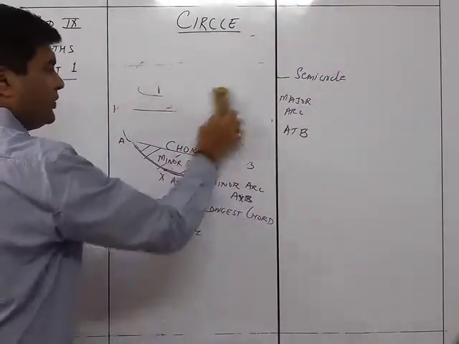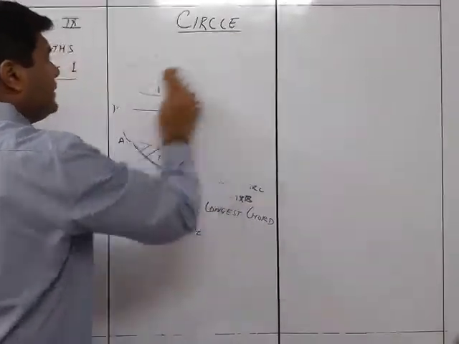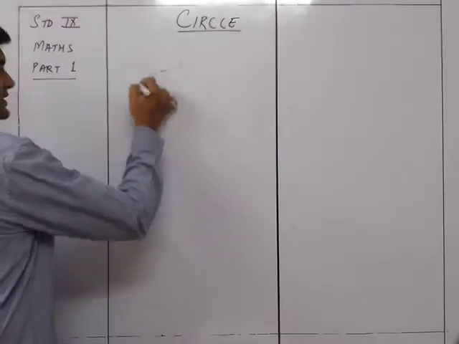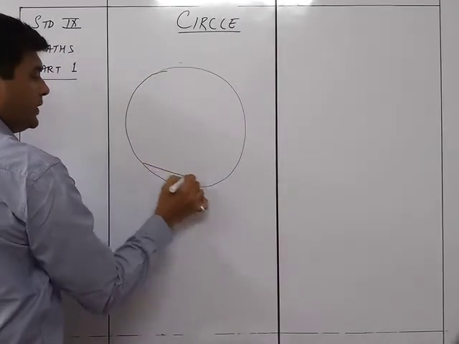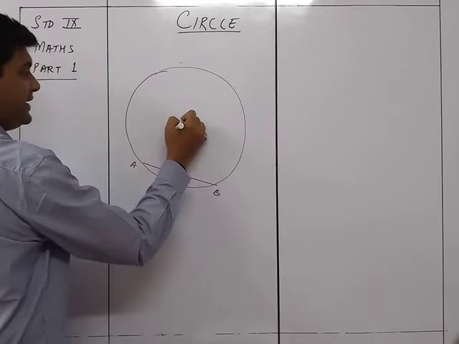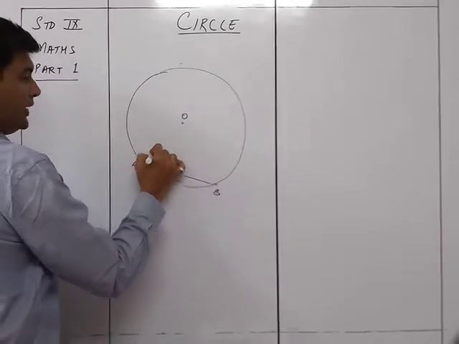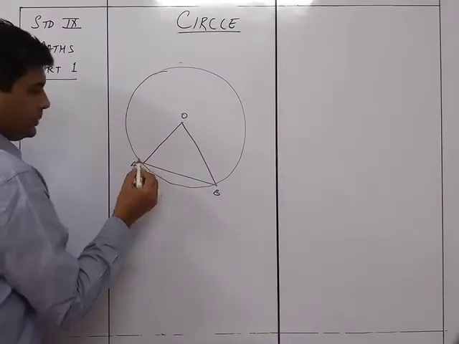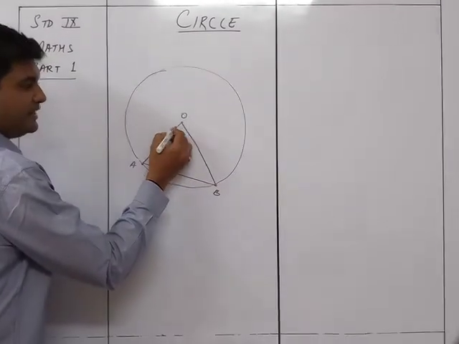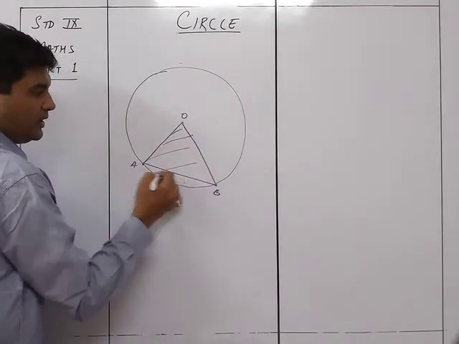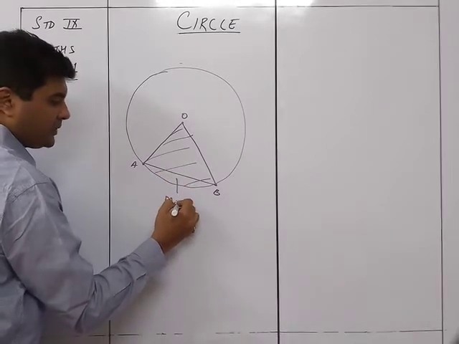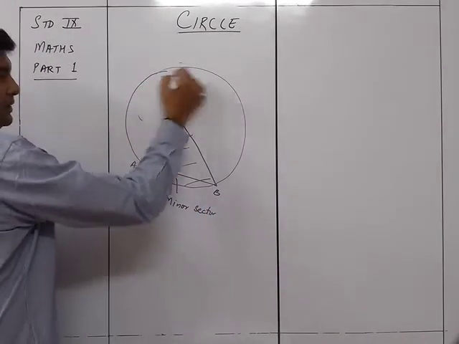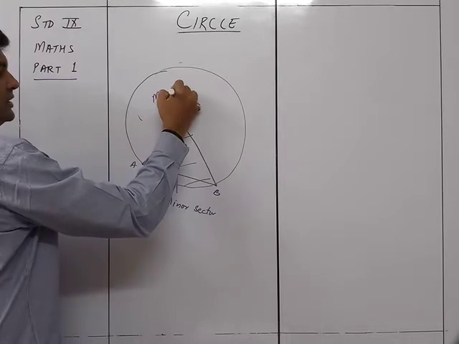Now, one more thing we can see is, if I draw, suppose this is a circle and I have got a chord over here like this. This is A and this is B and this is the center O. Then A and B are going to give a particular point at the center. So the area over here is called the minor sector. Okay, this is the minor sector, and the bigger part is called the major sector.